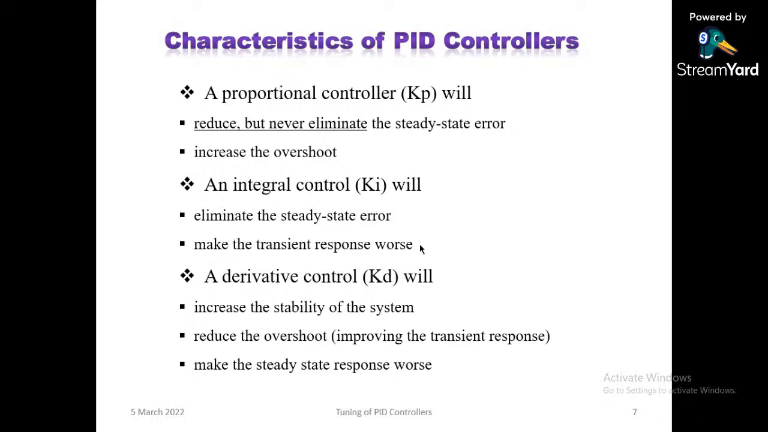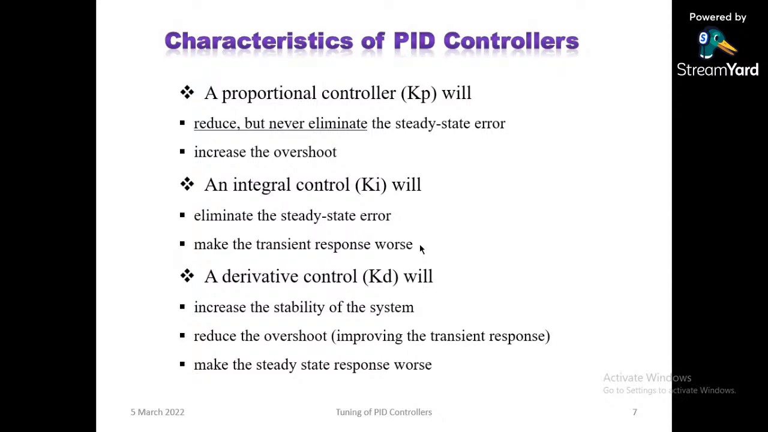Okay. Now exactly the reverse of this, because integral and derivative actions are opposite. The derivative controller improves the stability of the system, and you can see my next point, it will improve the transient response. It makes the transient response good, but while doing this, it is going to adversely affect the steady state response.